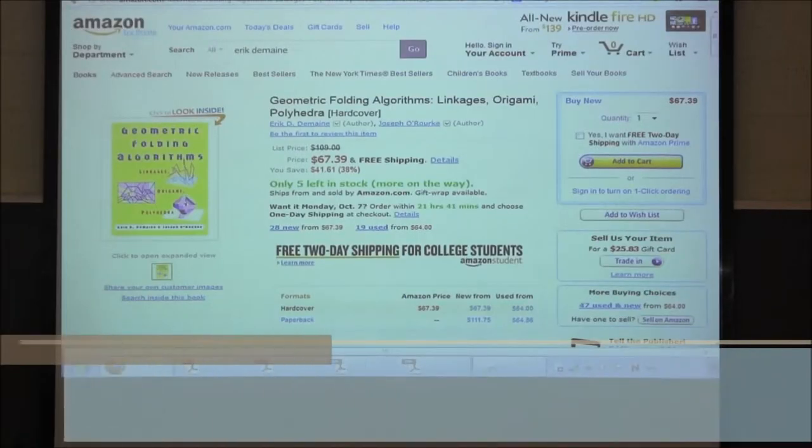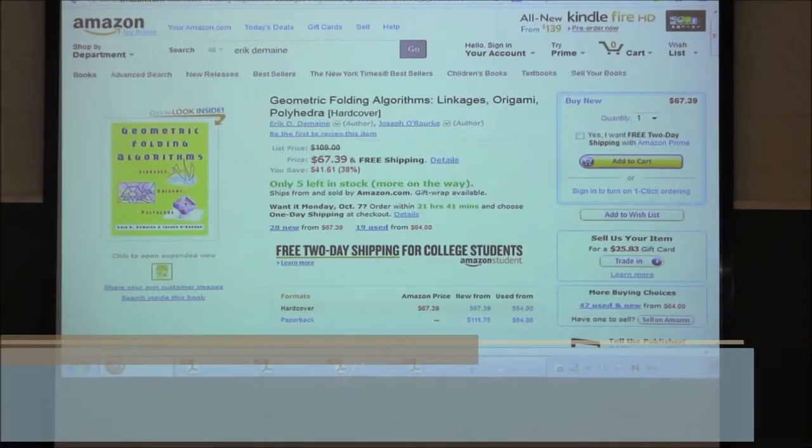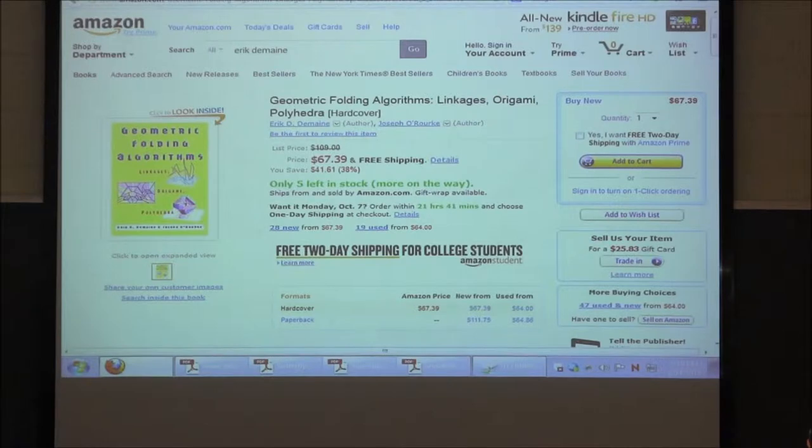Another more mathematical book is actually a book written by Eric and Joel Rourke, who's more computational geometry, and it's Geometric Folding Algorithms. It includes the book. If you look right here, this turtle is actually a fold and cut problem. And this fold and cut problem I've been talking about, how does it relate to Eric?